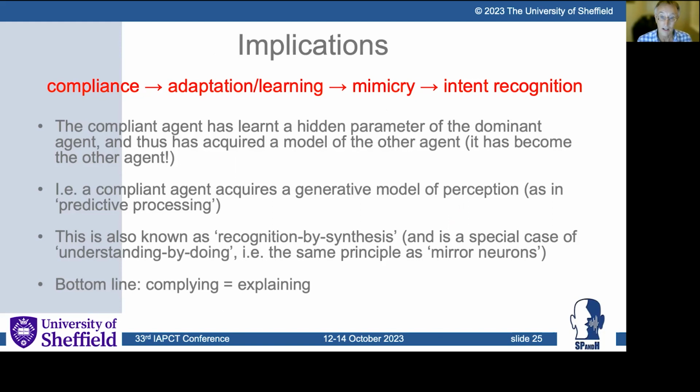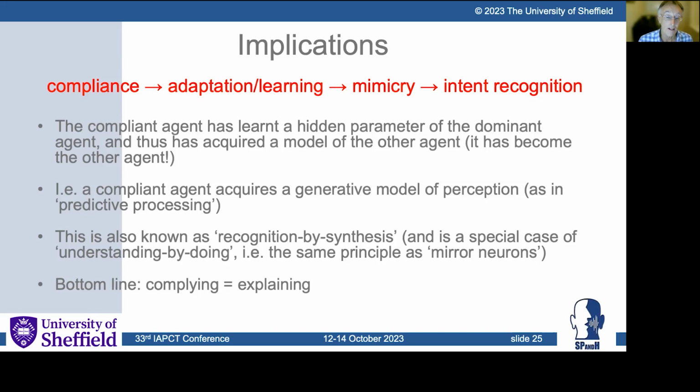Basically, the compliant agent is learning the hidden parameter of the dominant agent and effectively has become that other agent. I've now got a model of the other agent. And it's essentially a generative model of perception, pretty much as in predictive processing. And in my field, we often talk about things like recognition by synthesis, which is a special case of understanding by doing. Same idea as mirror neurons.